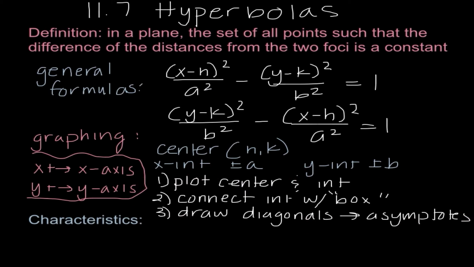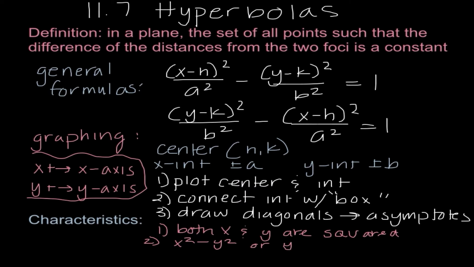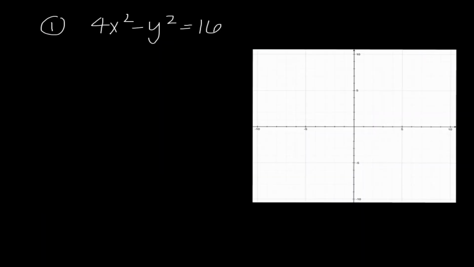Now, our characteristics, we really have two things that make something a hyperbola. The first one is that both x and y are squared, and that really is what sets this apart from a parabola. And the second one, what makes this different from anything else, is that we have subtraction. So I either have x squared minus y squared, or we have y squared minus x squared. So that is the signal to me that we actually have a hyperbola. So let's get into number one here.